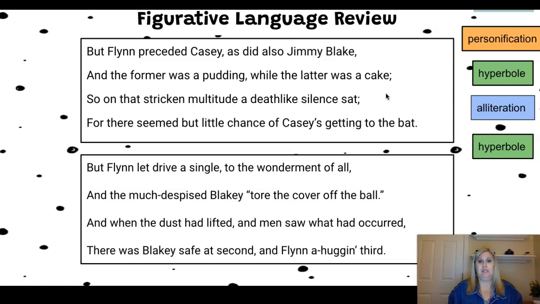So in these two stanzas, you have an example of a metaphor somewhere, an example of personification, an example of hyperbole, an example of alliteration, and another hyperbole, which is an exaggeration. So pause the video, take your pencil or your highlighter, and find examples of each of these in your poem. You're going to write on your copy of your poem that's in your I&B.